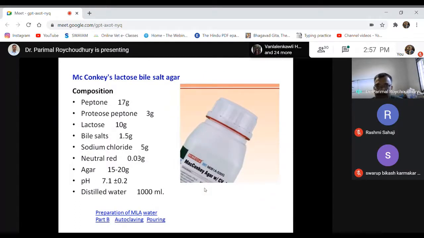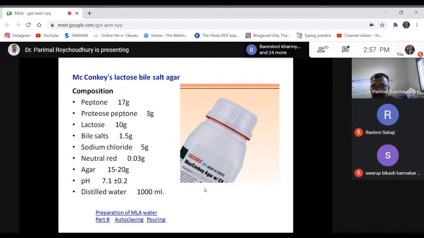Then coming to another media, it's MacConkey's lactose bile salt agar. Shortly, sometimes we call it MLA, MacConkey's lactose agar. This is again an example of a differential media which can differentiate lactose fermenting and lactose non-fermenting bacteria, and is very commonly used for any diarrheagenic pathogen identification. So it can differentiate the important members of Enterobacteriaceae.